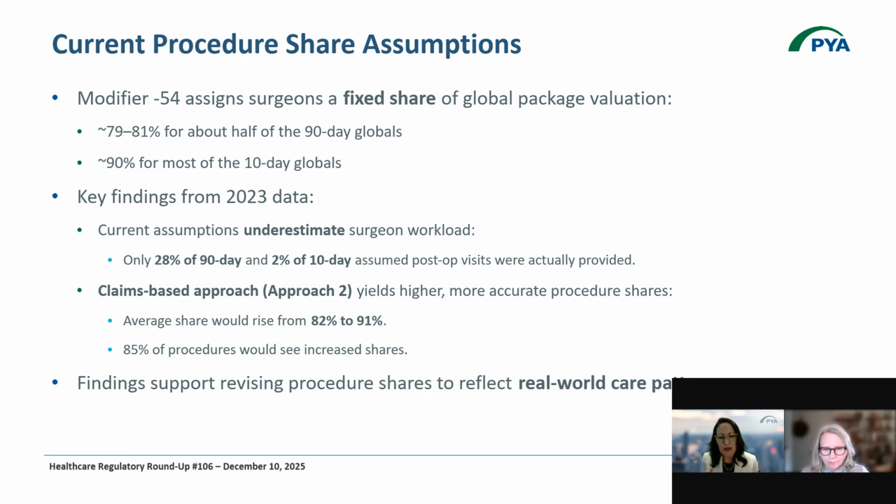So if they went to this claims-based approach, and approach 2, as on the prior slide, then they would move the average share from 82% to 91%. So then the surgeon that's providing this initial part of the service would actually increase the value if they bill the 54 modifier, as opposed to currently today, where it would be about 80% of the value of the total RVUs of that.